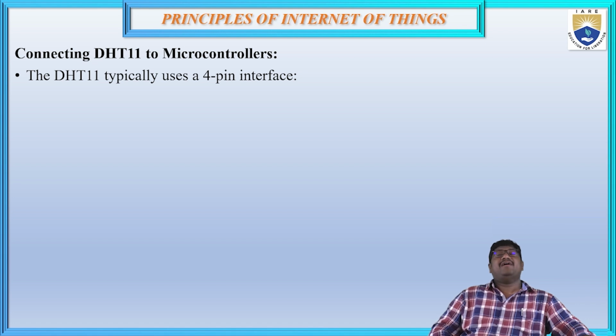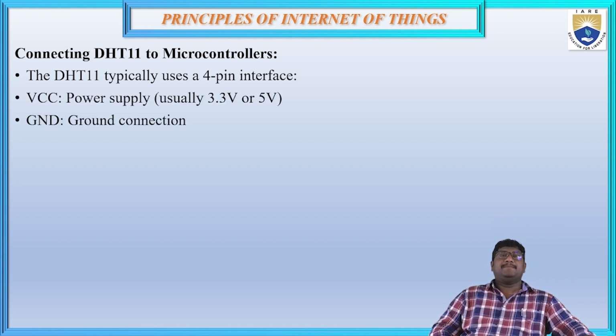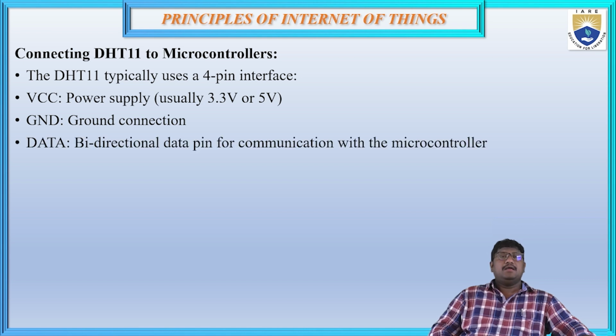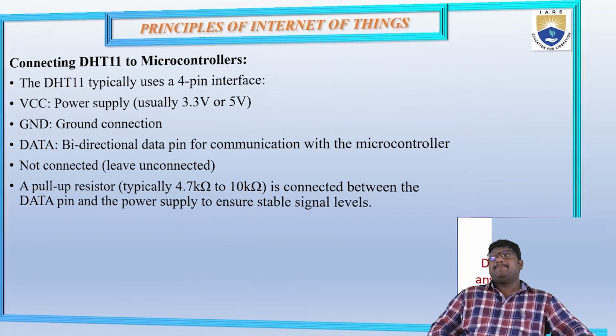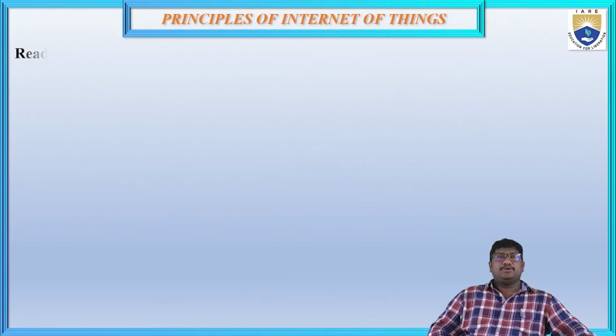As I told you, it is having a 4-pin interface, of which VCC is the power supply. Another is the ground connection. The third is data, bidirectional data for communicating with the microcontroller. And the fourth one, you need to leave unconnected. And a pull-up resistor, typically valued between 4.7 kilo ohms and 10 kilo ohms, is connected between the data pin and the power supply.